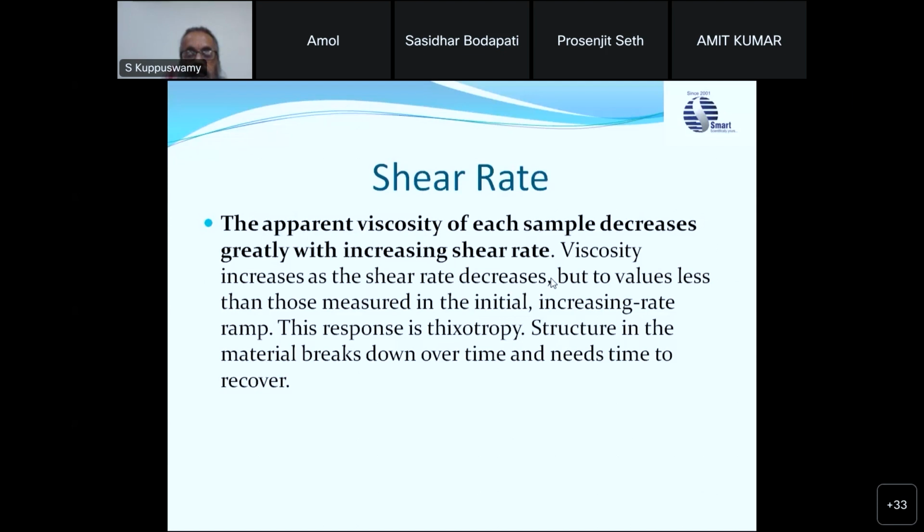Amol, is it clear? Yeah. Actually, what is the rationale behind mentioning shear rate instead of RPM and all those things? What is the rationale behind mentioning shear rate in the testing procedure in the pharmacopoeia?